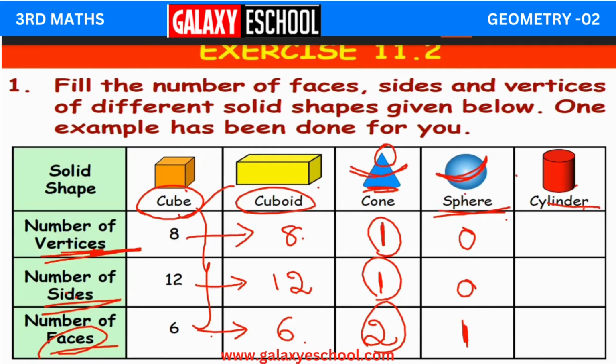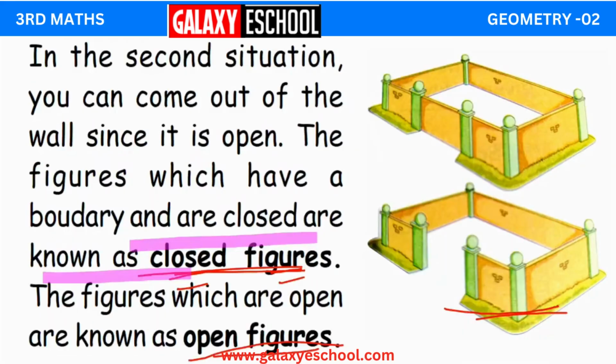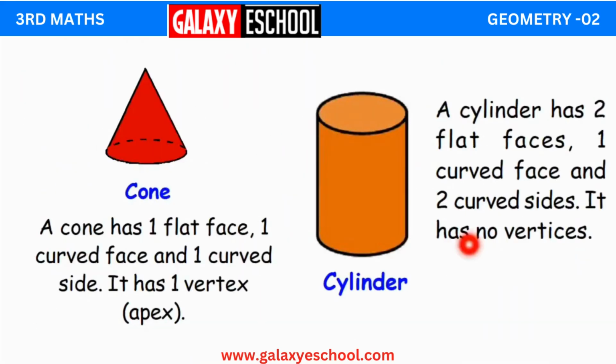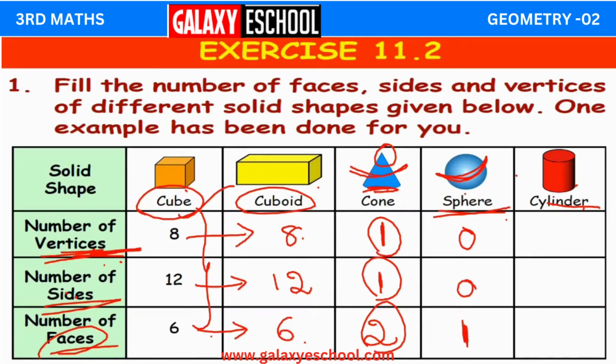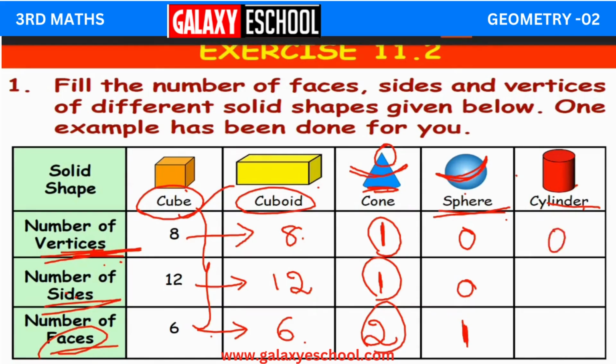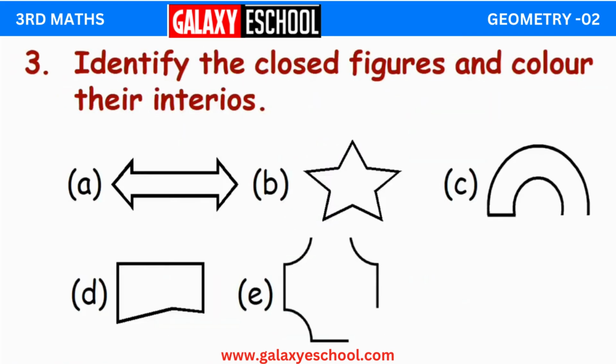Now moving on to cylinder. How many vertices does a cylinder have, children? Let us check. Yes, it has no vertices. Our cylinder has no vertex. Coming to the number of sides, cylinder has 2 sides, and coming to the number of faces, cylinder has 3 faces. What are they? 2 flat faces and 1 curved face. So this is one side and this is one side. So our cylinder has 0 vertices, 2 sides and 3 faces, children. I hope this is clear.